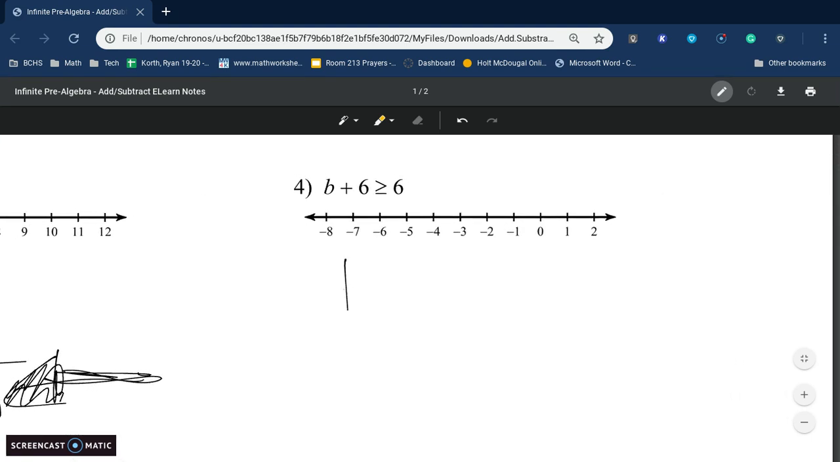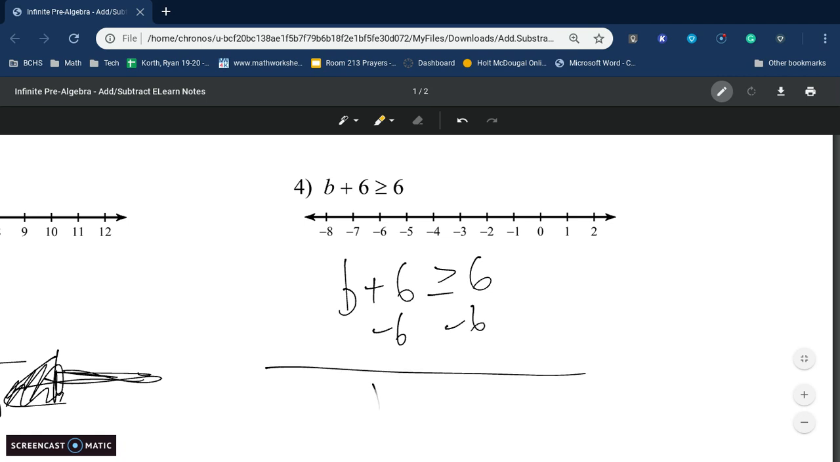A lot of addition problems so far. B plus 6 greater than or equal to 6. We're going to subtract 6 on both sides. B is greater than or equal to 0. Fill in the circle at 0. We're pointing to the right this time. We're going right.